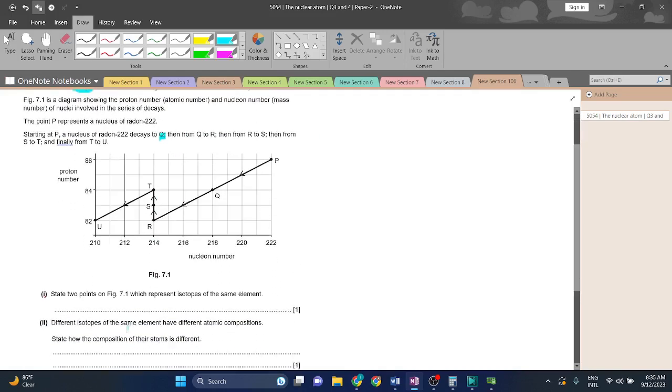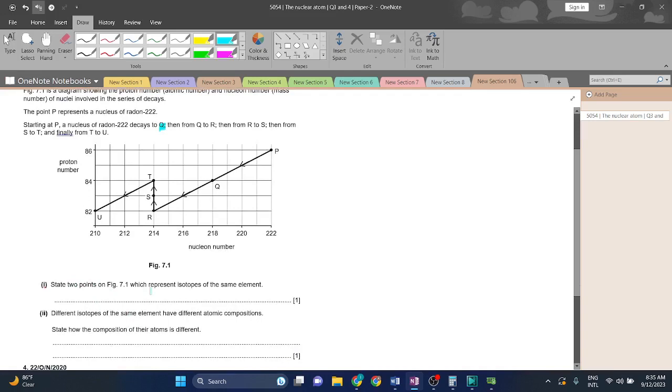Okay? State two points on figure 7.1 which represent isotopes of the same element. Isotopes of the same element, what do they consist of? Isotopes contain the same number of protons but different numbers of neutrons. So we have to keep in mind that the number of protons stays the same while the number of neutrons is changing.